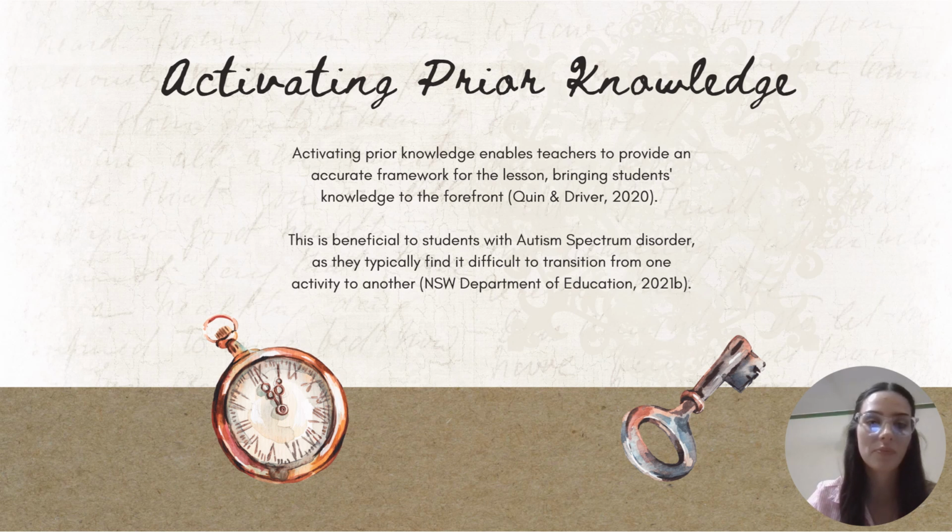This is beneficial to students with autism as they typically find it difficult to transition from one activity to another, and going over prior knowledge acts as a cue for the following lesson, allowing the transition to happen slowly. Activating prior knowledge will include recapping important events that have occurred in the text and exploring new vocabulary that will arise in the text, such as tavern, appertaining, and consort.